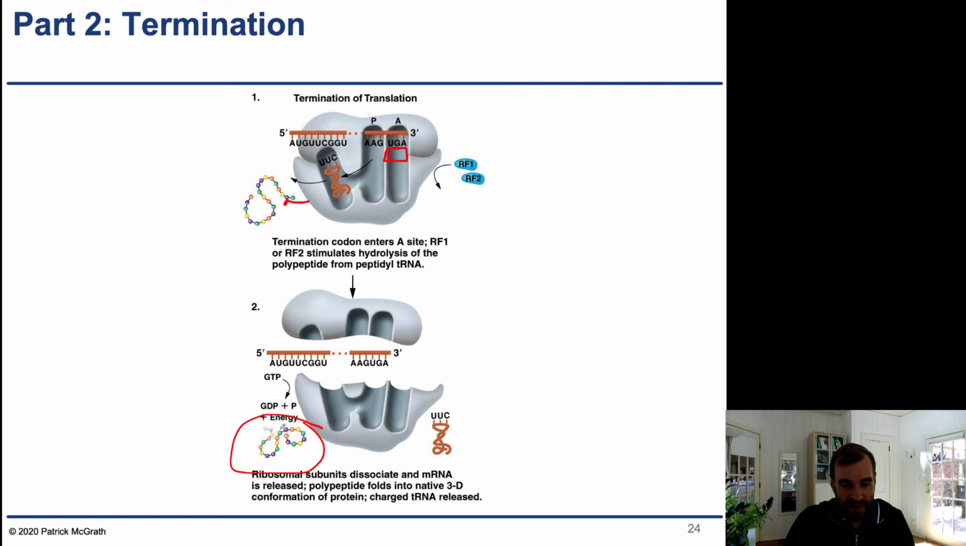The primary sequence, we know, was determined by the mRNA, and now that polypeptide chain is ready to start to fold, form the alpha helices and the beta sheets, and then form its final tertiary structure, and then potentially interact with other proteins as well to form quaternary structures.